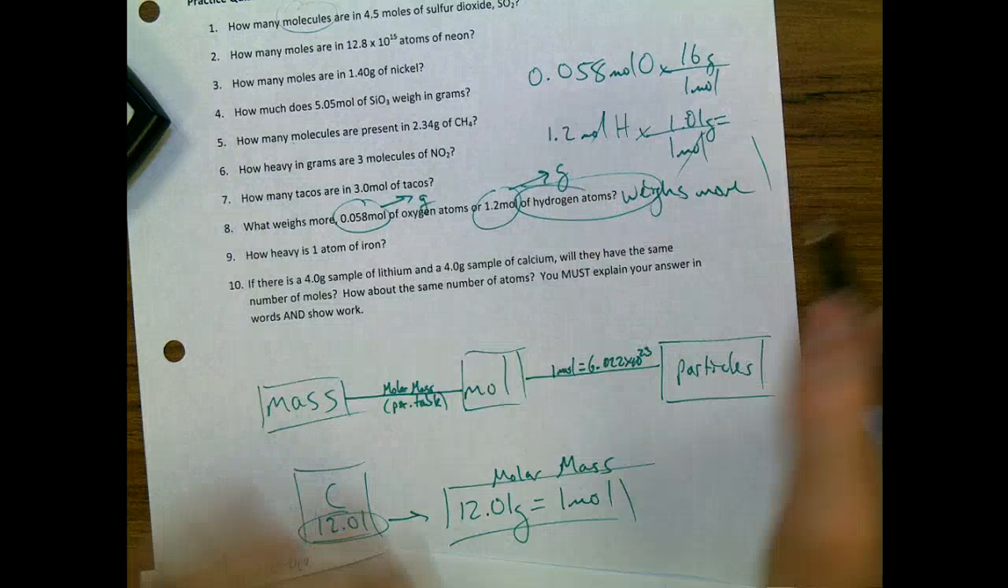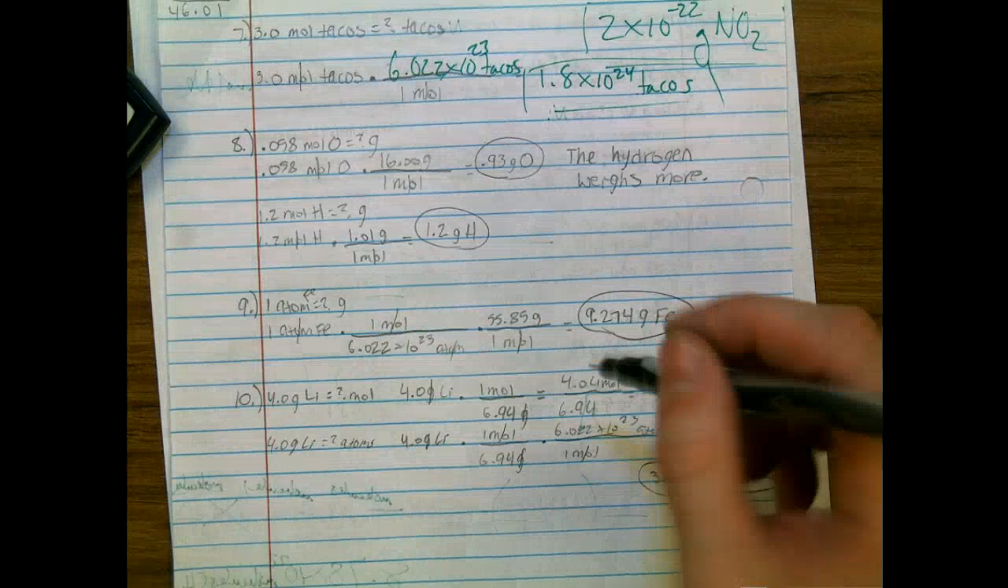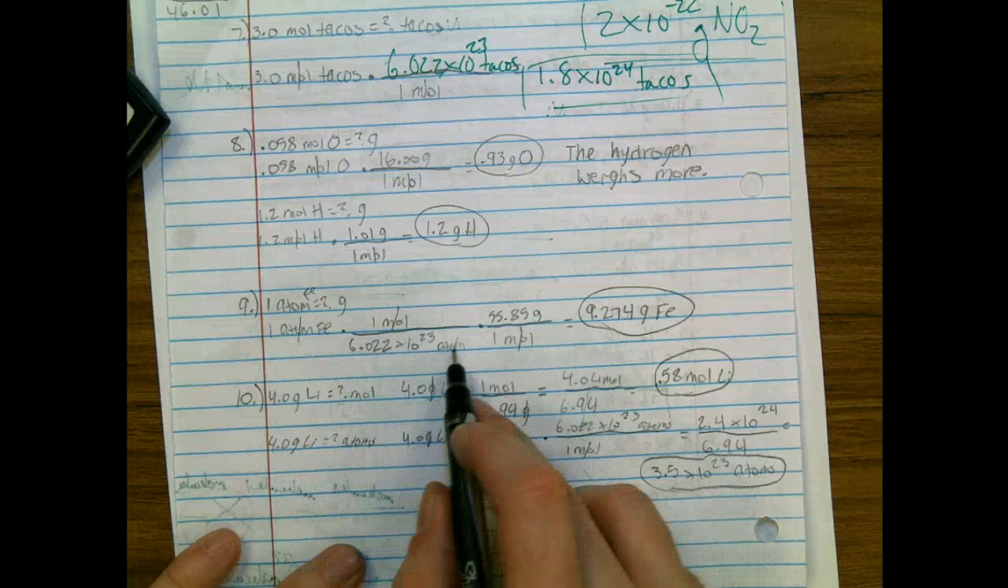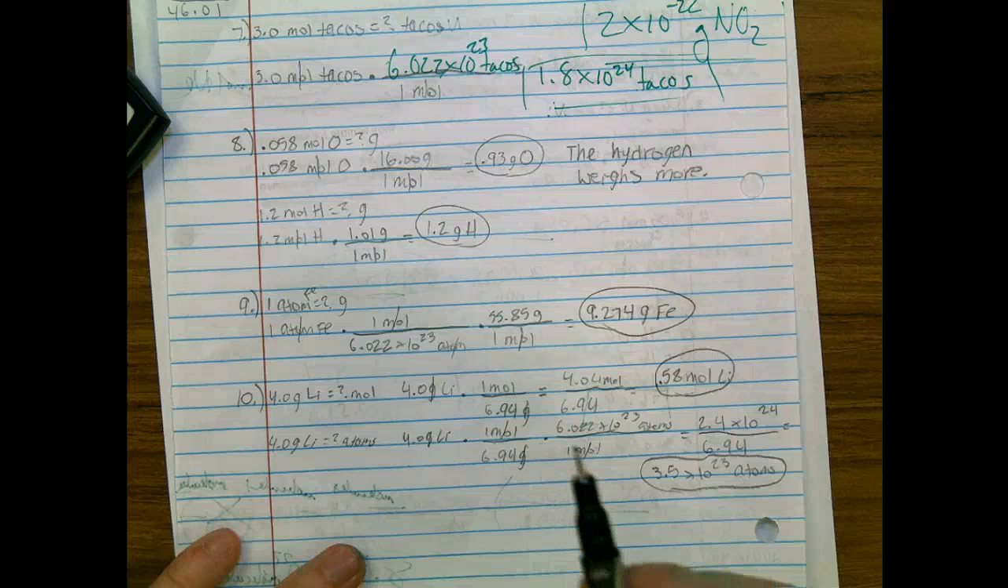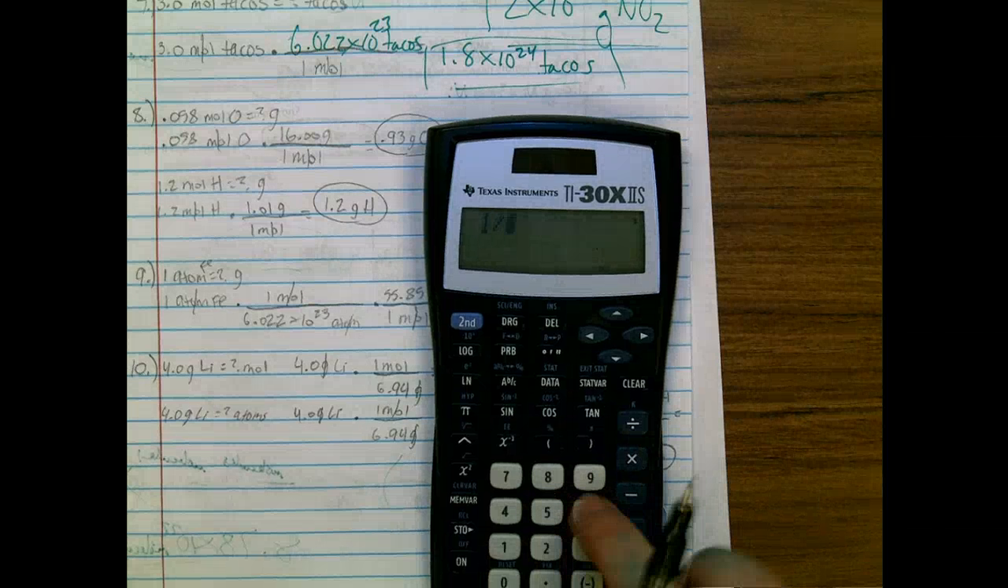Number 9, how heavy is 1 atom of iron? That one, again, would be 2 steps because you have to go from particles to mass. Here we go, 1 atom, changing it to moles, canceling out with Avogadro's number. See how Avogadro's number is labeled correct in atoms. Then multiply it by its molar mass. That looks correct. Again, we have a problem with scientific notation for it. Easy to fix, just make sure you type it in correct on your calculator.